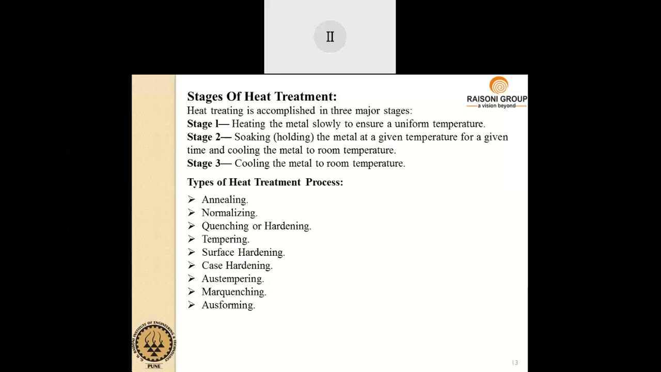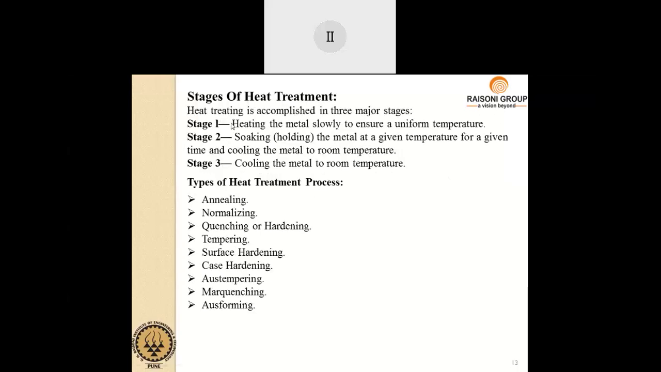What is the thumb rule? For 1 inch thick metal, we soak the metal for 1 hour. If our metal is three inches thick, we soak it for 3 hours. If our metal is half an inch thick, we soak the material for half an hour. And stage 3 is cooling of the metal to room temperature.